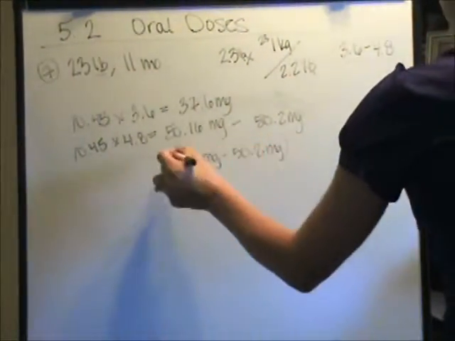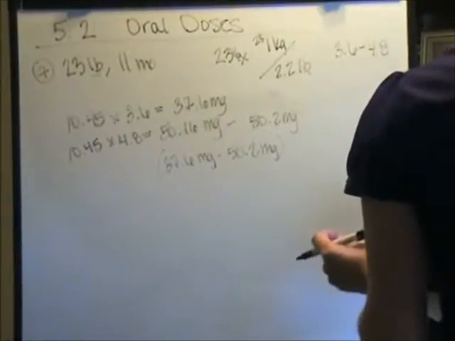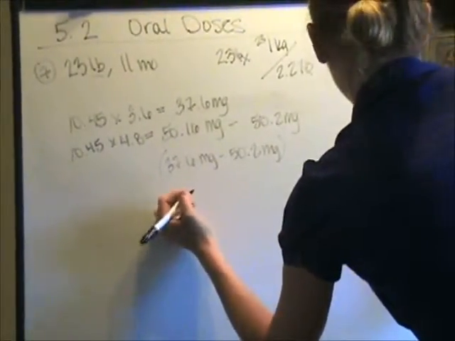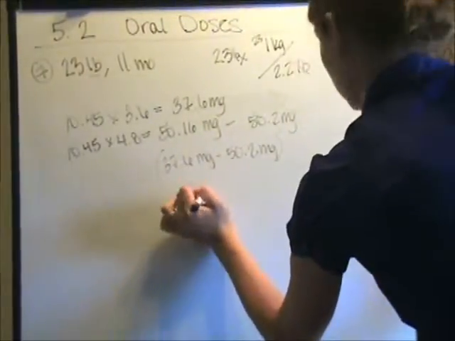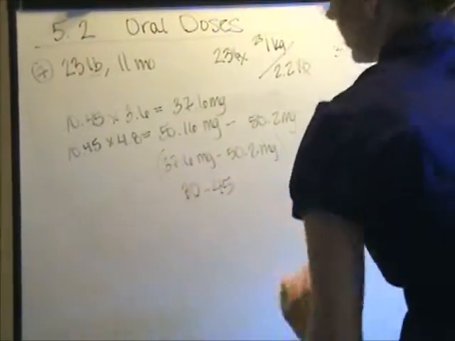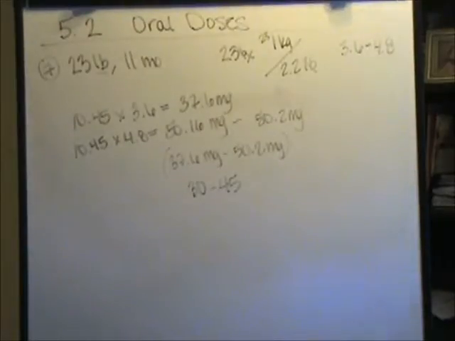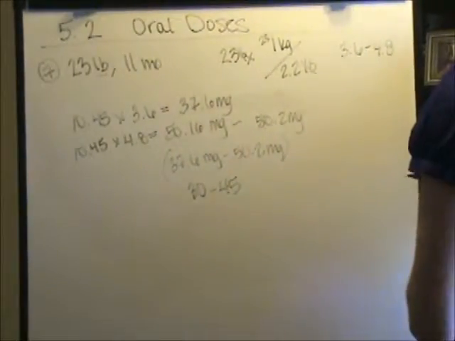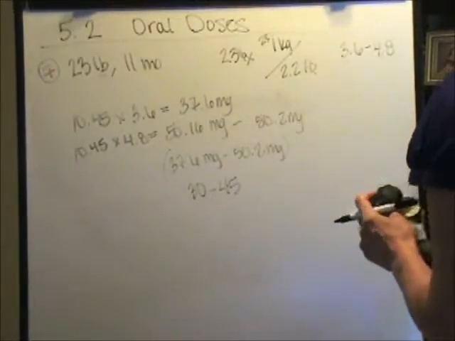Now, if we look at the dosing table, we'll see that their normal daily range is 30 to 45. So we'll see that ours is a little bit higher. So that's really going to be too high of a dose for a patient who's that age.